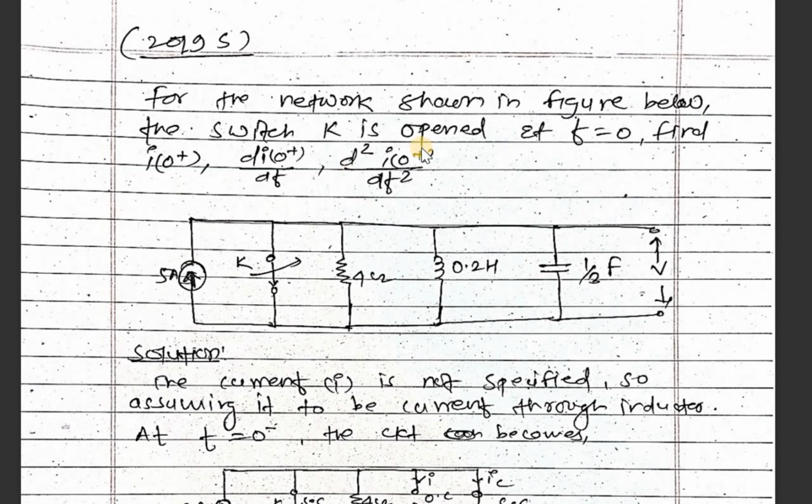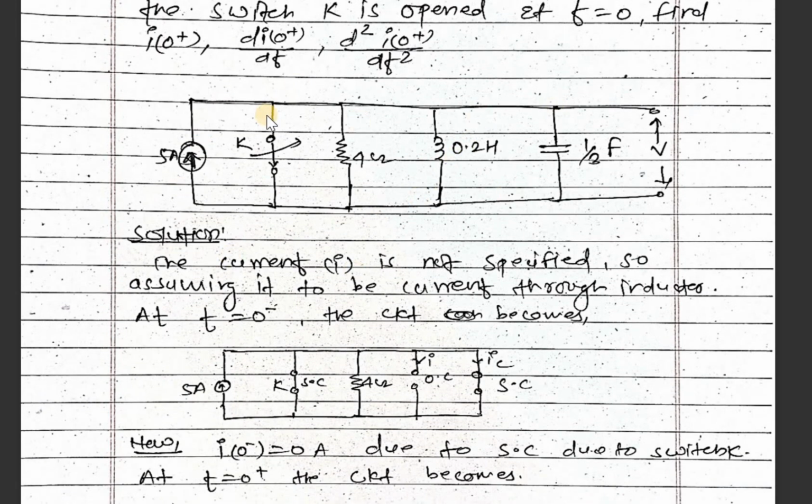And today this question is asked in 2019 spring of Pokhara University. And the numerical problem is: for the network shown in the figure below, the switch key is open at t equal to 0. Find i0 plus, di0 plus upon dt, d square i0 plus upon dt square. This is the circuit diagram and the solution.